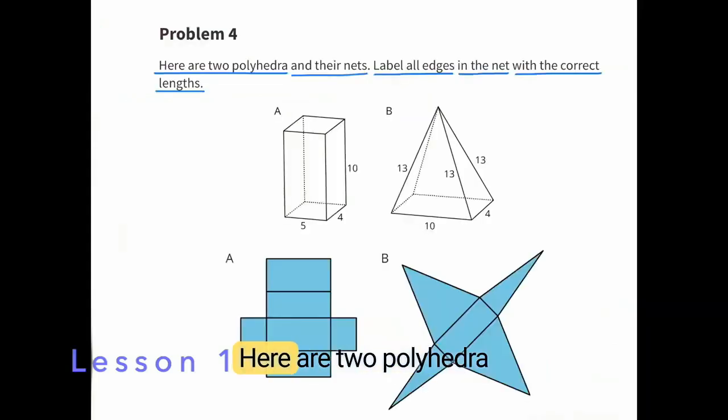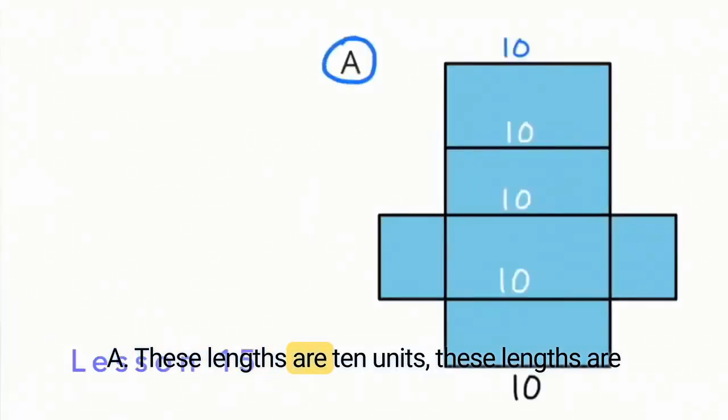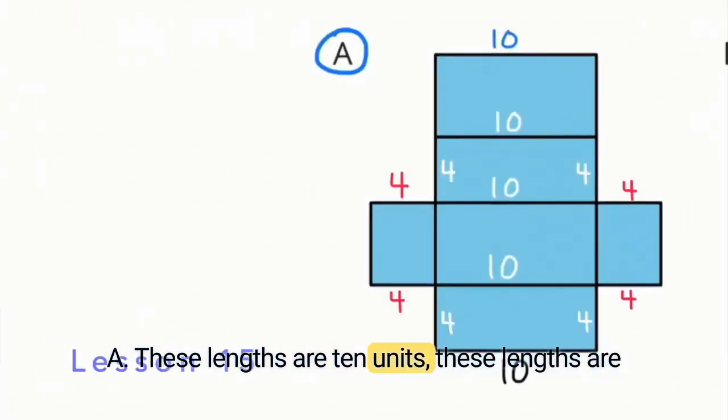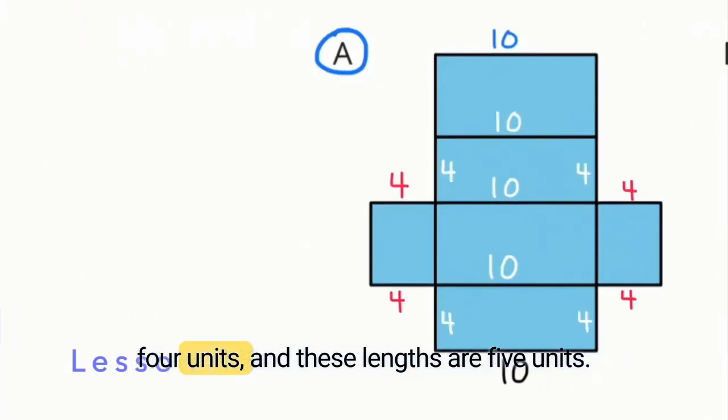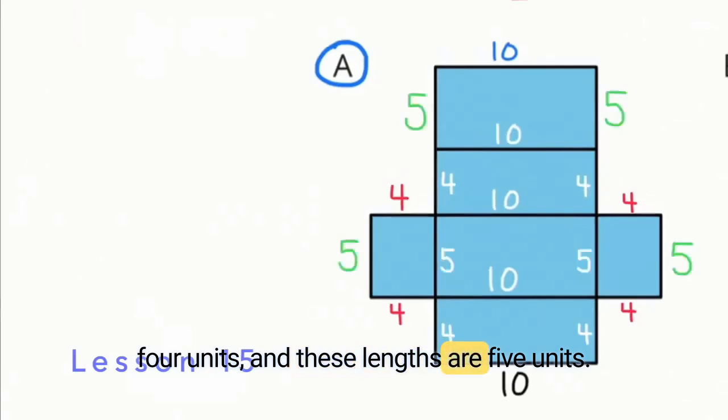Number 4. Here are 2 polyhedra and their nets. Label all edges in the net with the correct lengths. A. These lengths are 10 units. These lengths are 4 units. And these lengths are 5 units.